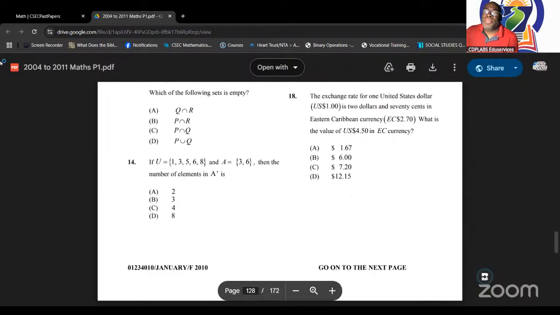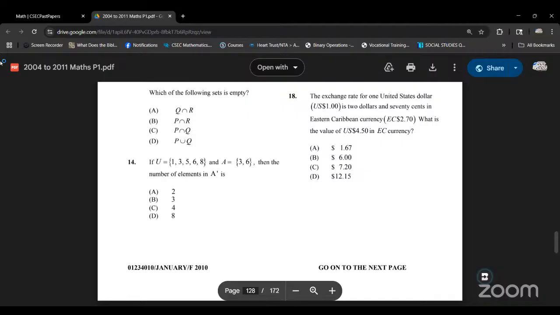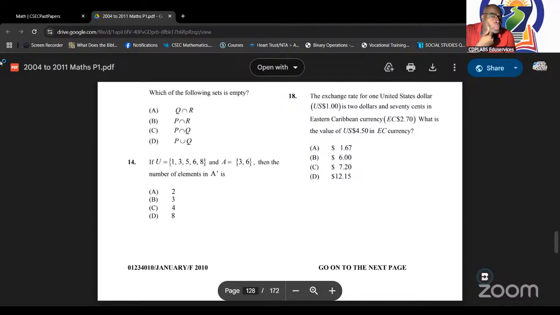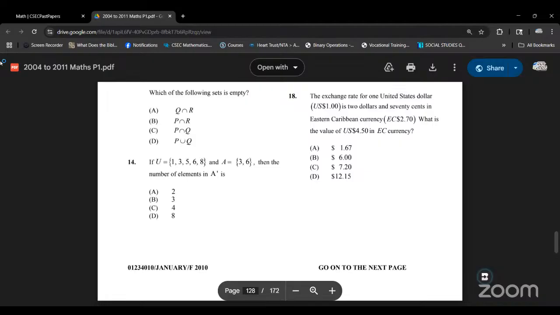Number 14. Read it and tell me what's going on here. If U equals the set 1, 3, 5, 6, 8 and A equals the set 3, 6, then the number of elements in A' is... The number of elements in A what? That little thing beside A has a meaning. You know what that symbol there means?